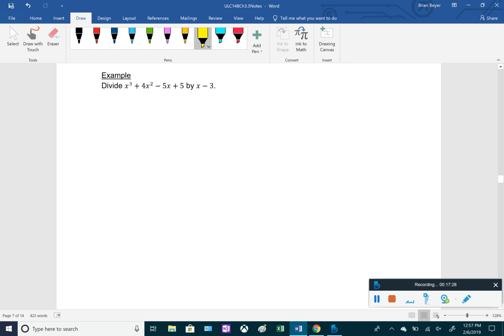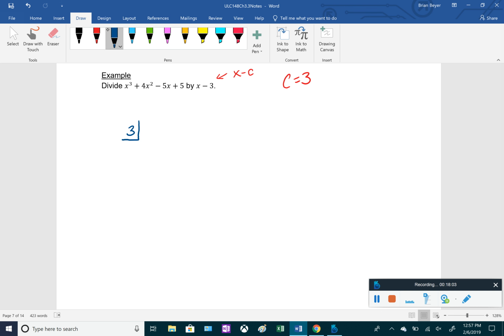So we want to divide x cubed plus 4x squared minus 5x plus 5 by x minus 3. First, we can see that this is in the form x minus c. So it's x plus or minus a number, so we can do this method. Our c value here is going to be 3. So it's x minus c, x minus 3, so c is equal to 3. So c is not negative 3, it's positive 3.